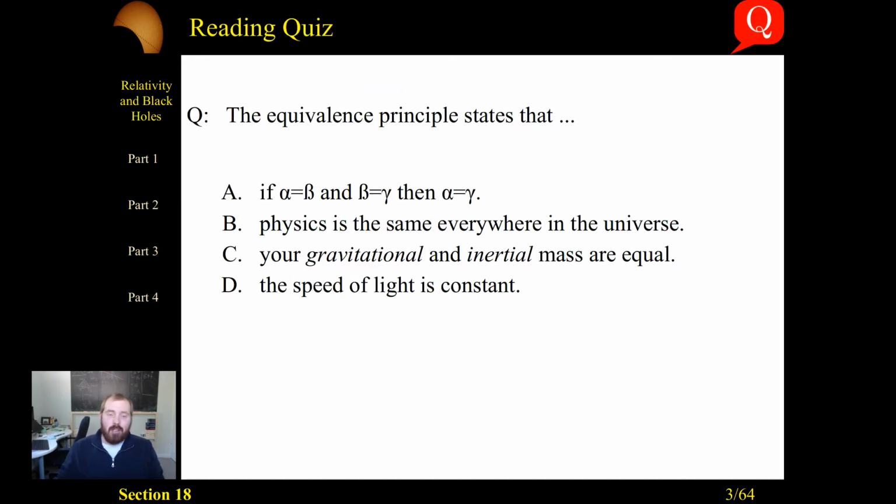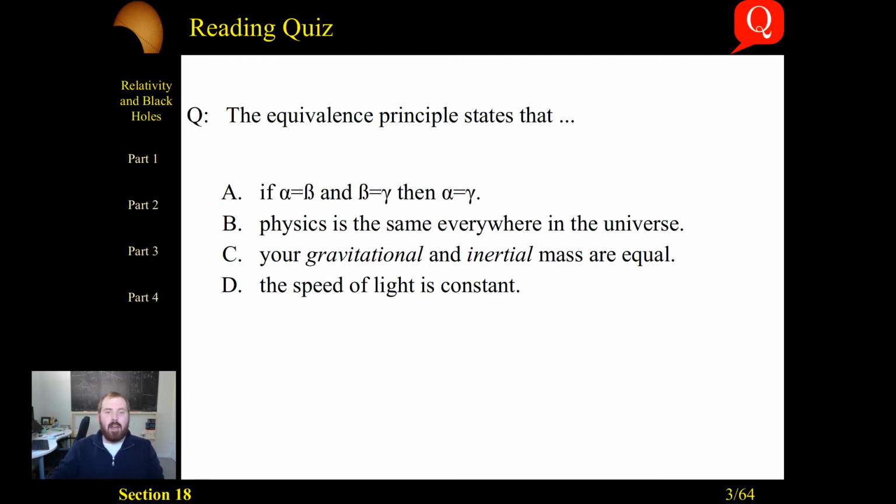So as usual, let's do just a simple little reading quiz, and I'll ask you, what is the equivalence principle? What does it say? What does it do? Why does it matter for us? So go ahead and pause for a second, hold on here, and now I'm going to dive right in.